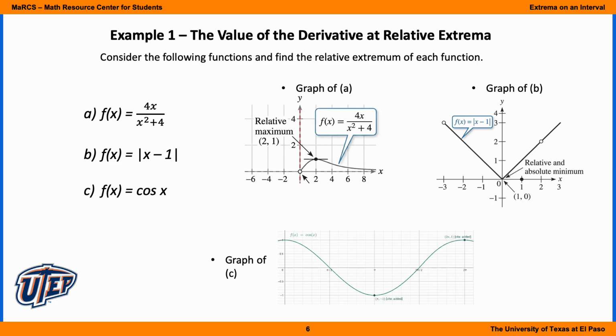Now for the function in example c, we have f of x is equal to the cosine of x. Now that one will have a relative minimum at the point (pi, -1), and it will have a relative maximum at the point (2 pi, 1).